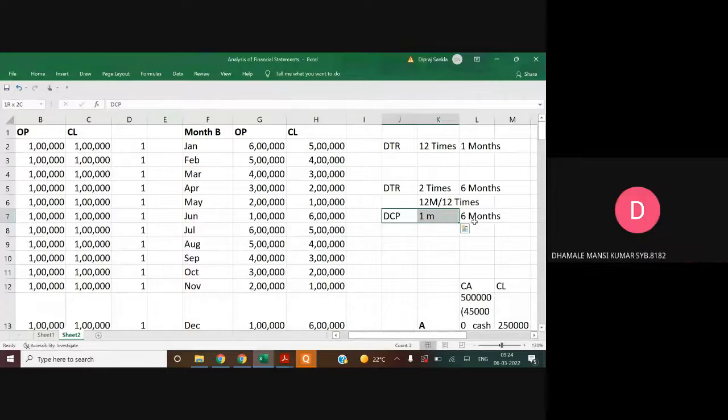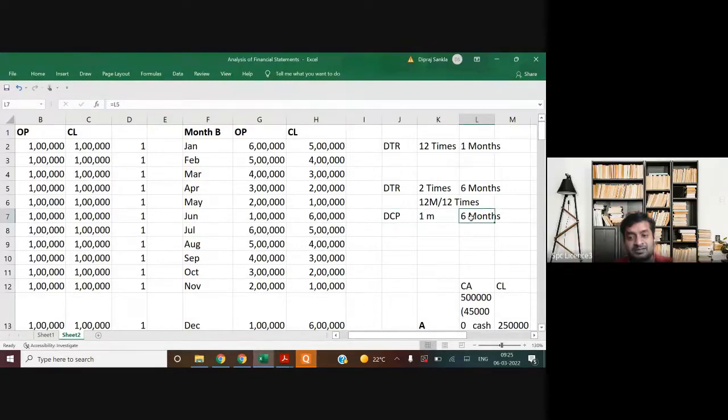Yes, sir. And B company is 6 months na? Yes, sir. Okay, how many months are there in a year? 12 months na? Yes. Okay, divide 12 months by DTR. It is 12 times. So the answer is 1 month only. Yes, sir. Okay, to calculate the debtor collection period of B company, I want you to divide the total months in a year by the debtor turnover ratio of B company. So you will get this answer, only 6 months, right?